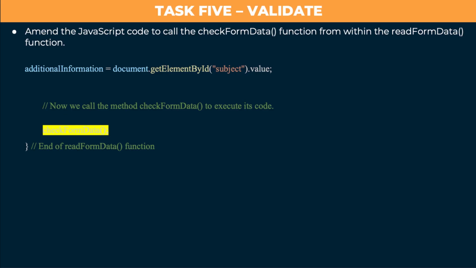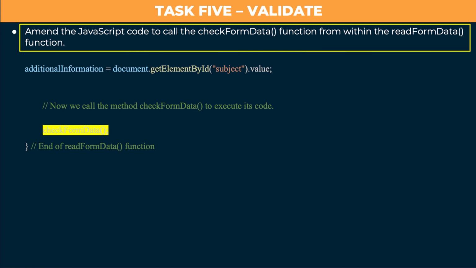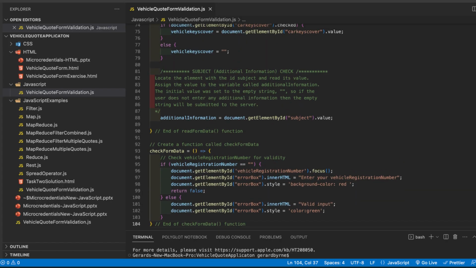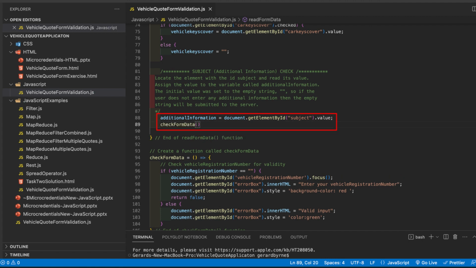Now that we have that function, we will now need to use it or to call it. So to call it, we will have to call it from a particular place. So in the previous function, we will call the check form data. We go back into our code, and you can see that after additional information equals document.getElementById subject.value, we will call this other method.